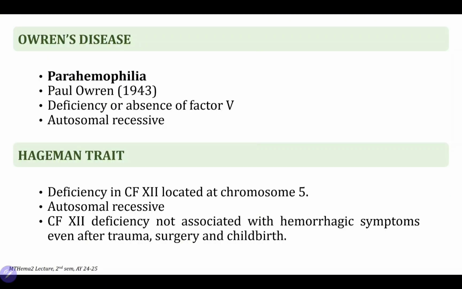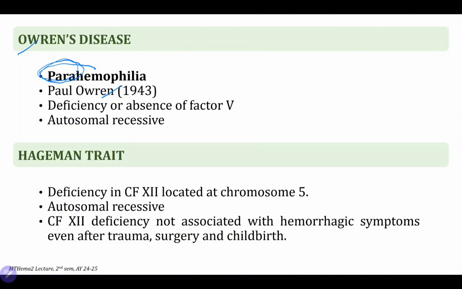Other hereditary coagulopathies are your Owren's disease. Your Owren's disease is also known as a parahemophilia. So, meaning to say, parang hemophilia siya. It looks like a hemophilia, pero hindi siya classified as a type of hemophilia. Okay? It was just named as such kasi the bleeding tendencies seen in Owren's disease are similar with hemophilias. Okay? It was discovered by Paul Owren in the year 1943.